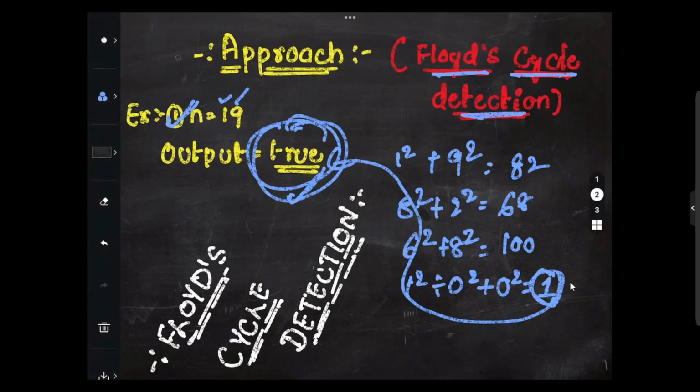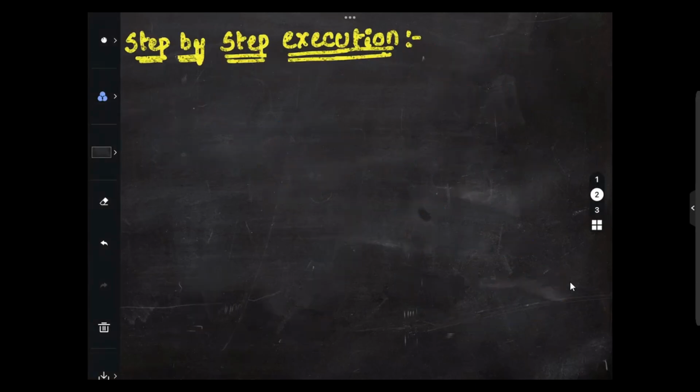We have already discussed this one, so let's discuss the step-by-step execution. Just give me a second here. Did I miss anything here? No, right? So first, we will initialize 2 pointers.